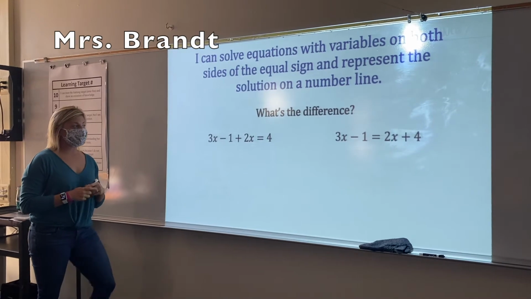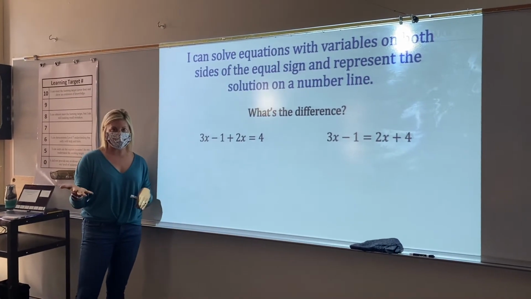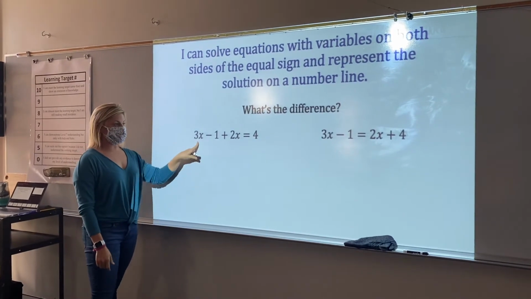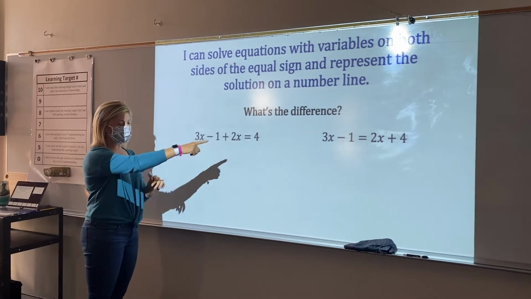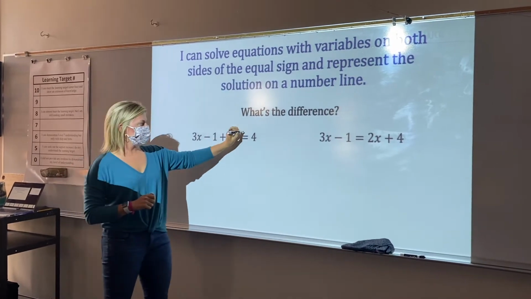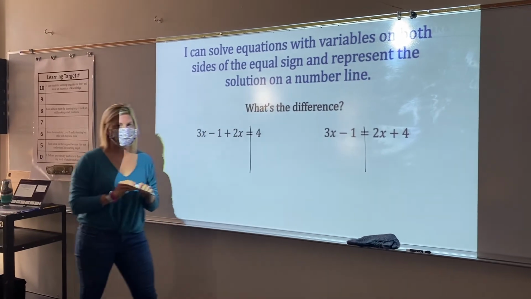All right, so what we have here, we have 2 problems that look very similar, but we're going to talk about what's the big difference between these 2 problems. So they both start with a 3x and a minus 1, but here I have a plus sign, where on the other side, there's an equal sign. So the big difference here is that their equal signs are in different places.